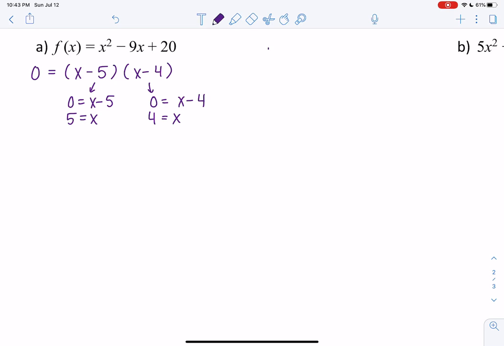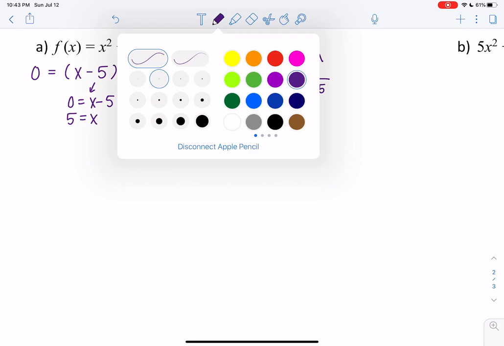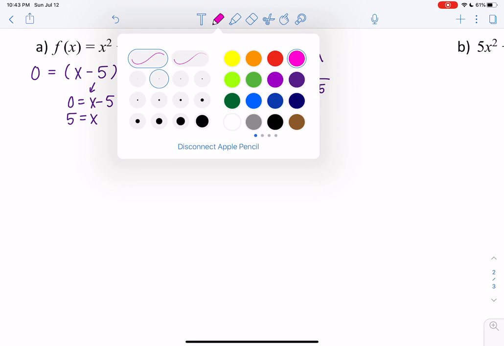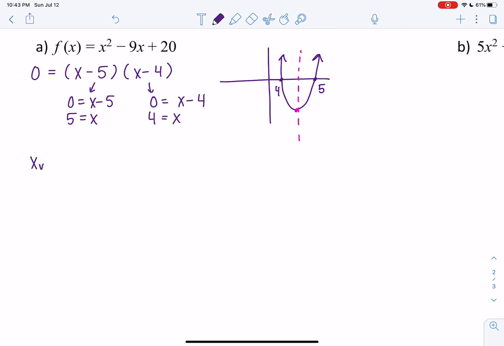So if I think of my graph here, I have one zero at 4 and one at 5. Now my vertex always happens right in the middle of those two. So we're going to find the x of the vertex. And how I do that is I add my two zeros together and I just divide by 2 to find the spot right in the middle. So that would give me 9 over 2.